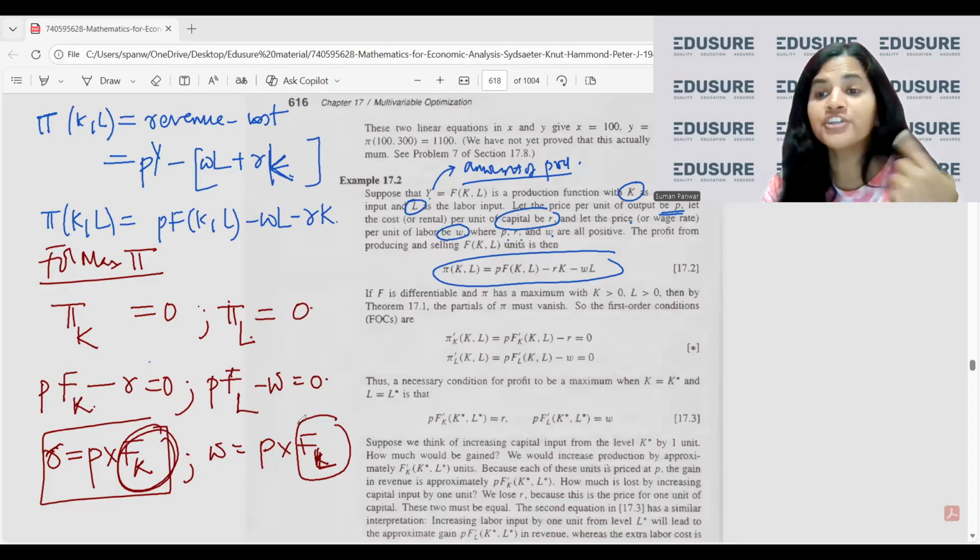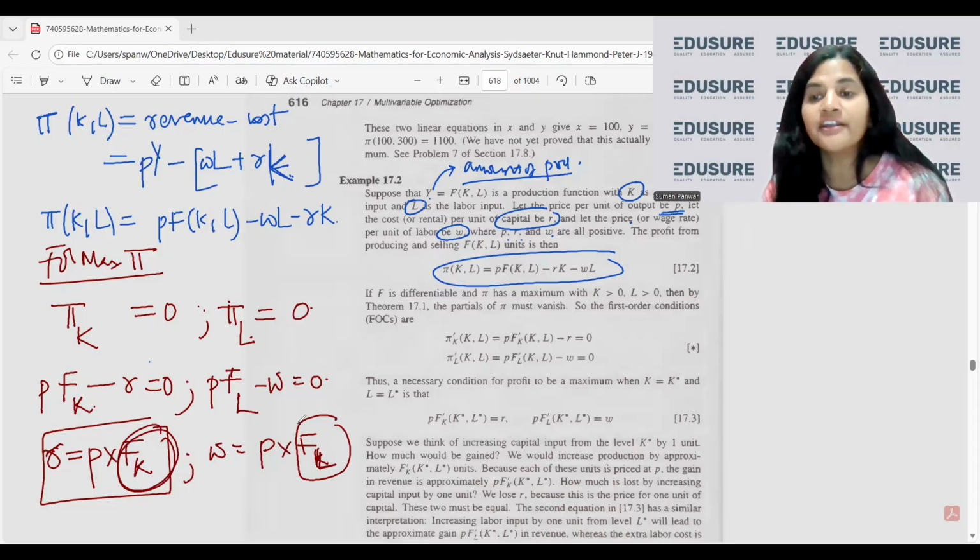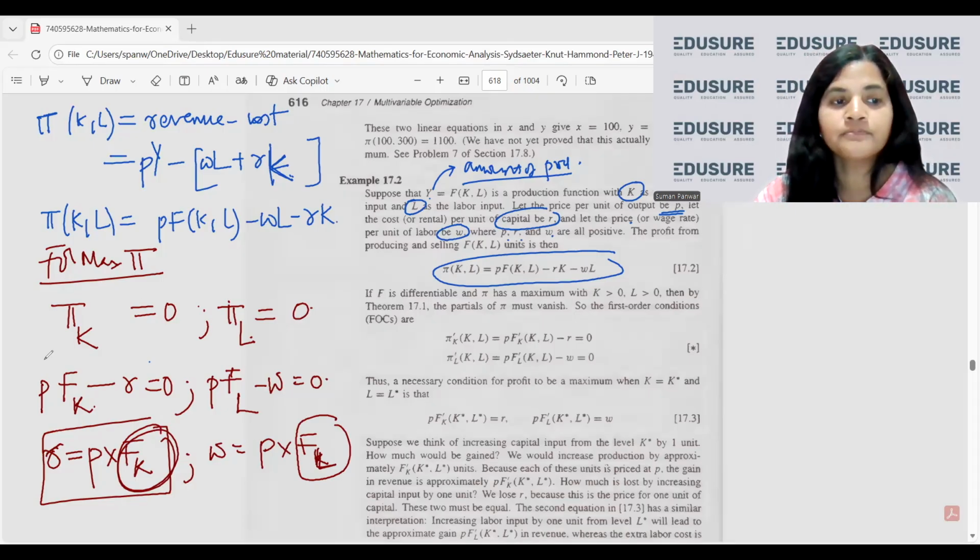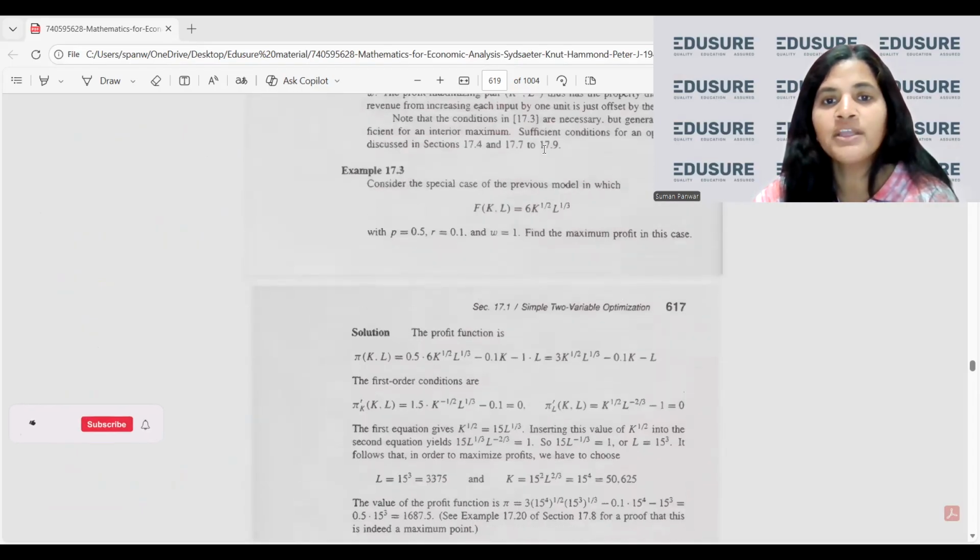FL means how much the production will increase if I increase the labor by 1 unit, keeping the capital constant. So this is how we get a relationship between them. Now, I don't know whether it is a point of maxima or minima right now, because we are dealing just with necessary conditions for maxima or minima. Okay, so let's see. We can have one more example.